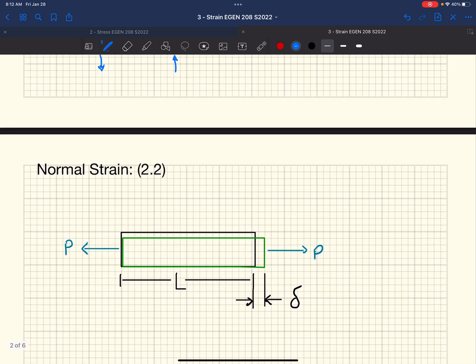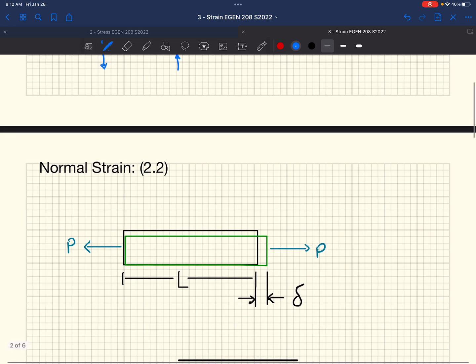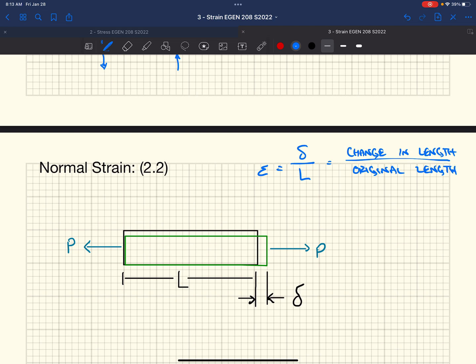So what does that look like? Well, in 2.2 in the text, they talk about normal strain, the definition of which is a deformation parameter. We call it epsilon, and it's delta over L. Epsilon is delta over L, and that is our change in length over our original length. Can't stress this enough. It's the original length, okay?